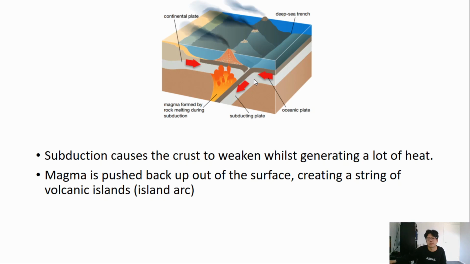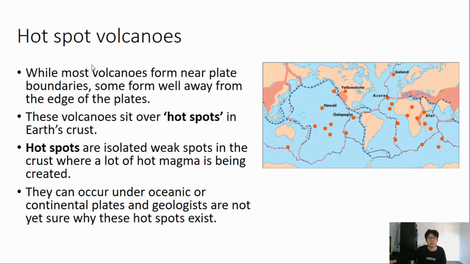Seafloor spreading happens at the ocean ridges, which causes subduction, and that's all around where volcanic eruptions are most likely to occur. However, despite all this, there are some volcanoes that happen well away from the edge of the plates. And these volcanoes sit over something called hotspots in the Earth's crust. Hotspots are isolated weak spots in the crust where a lot of magma is being created. So if you have a look at this map, you can notice that the hotspots are well away from the edges.